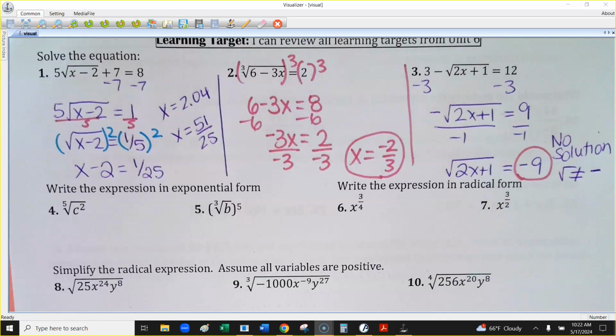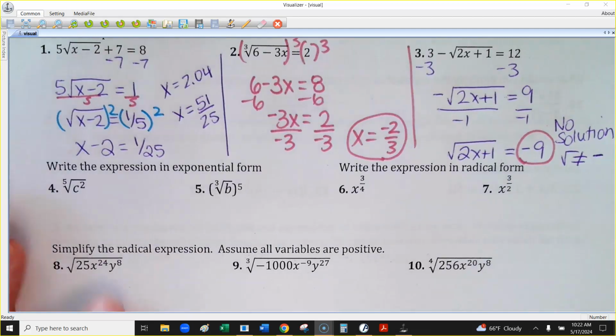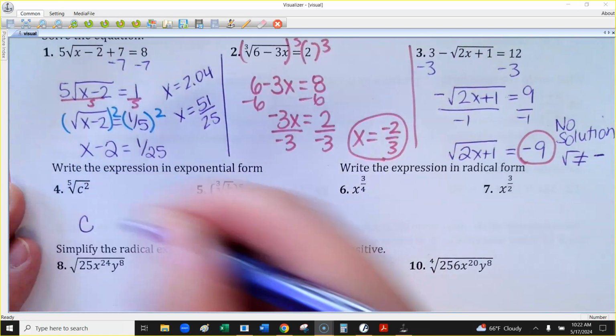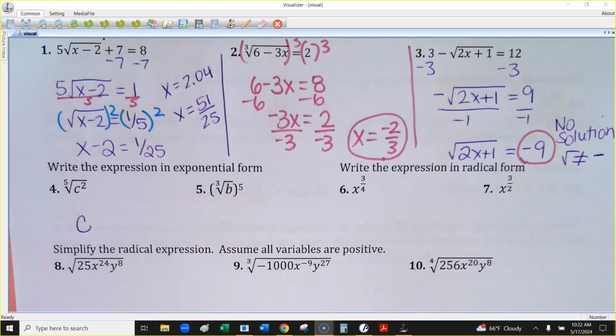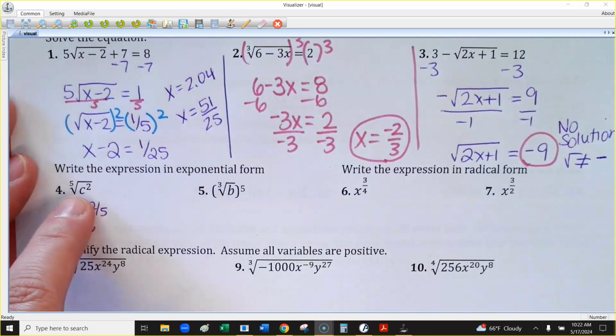Okay, now these guys are super easy. All right, this is just converting from exponential form to radical form or radical form to exponential form. So this says the 5th root of c squared. So exponential form, it would be c to what power? Not the 3rd. It's a fraction. Yeah, 2/5. Do you guys remember the bottom out, I'm reversing that? So this becomes the 2/5 power.